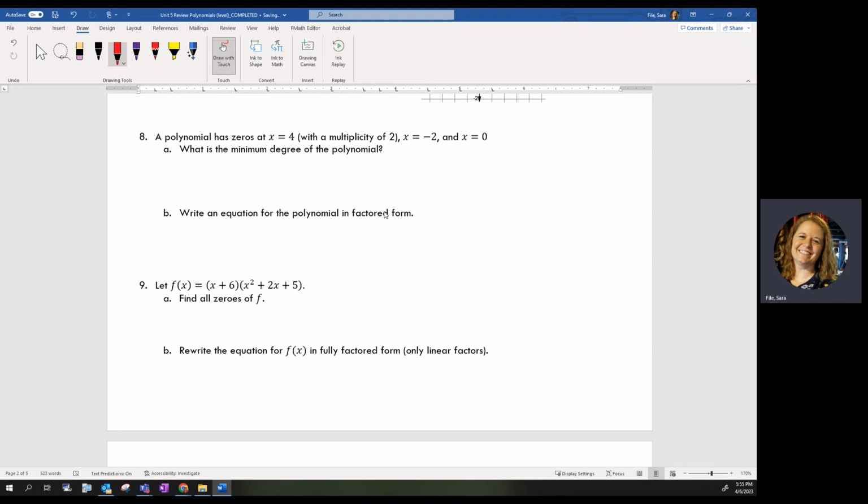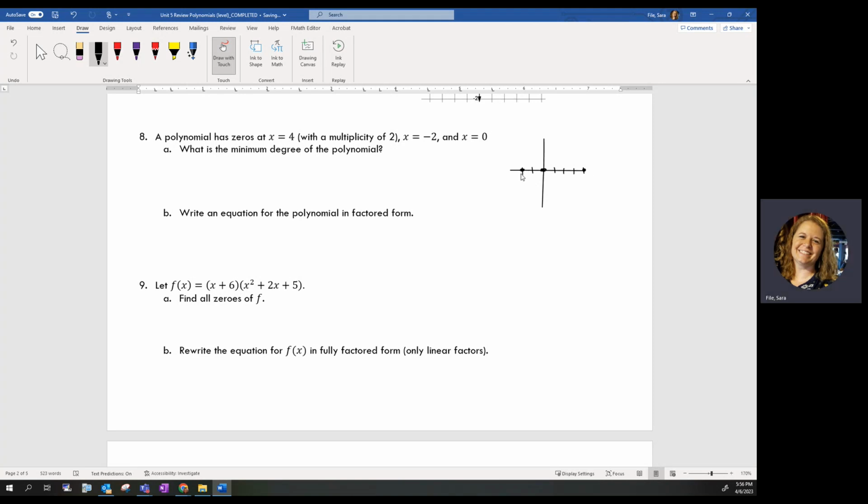Number 8 says a polynomial has a zero at 4, which has a multiplicity of 2, at -2, and at 0. What's the minimum degree of the polynomial? So I'm going to sketch this to give you a visual. So at 4, and at -2, and at 0. Okay, and this one has a multiplicity of 2. So it's going to bounce off this one and it's going to cross at these.